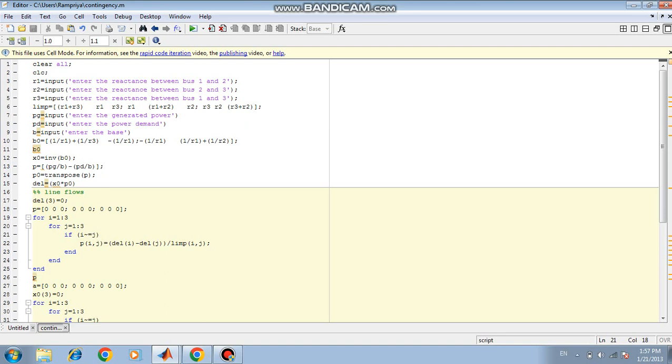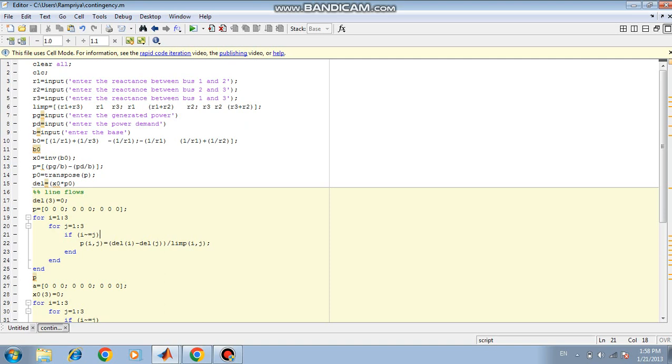For the generation shift factor, the formulas are there. A_LI is delta FL divided by delta PI. That was programmed here. I have taken a sample 3-bus system. The reactance between buses 1 and 2, between buses 2 and 3, and between buses 1 and 3 are taken as input, and then you calculate the impedance of that in the variable LIMP. Line number 6 is given. Then the generated power, demand and the base value are taken as input.